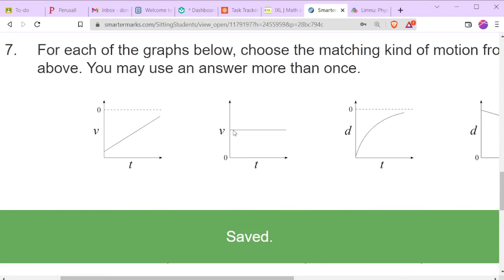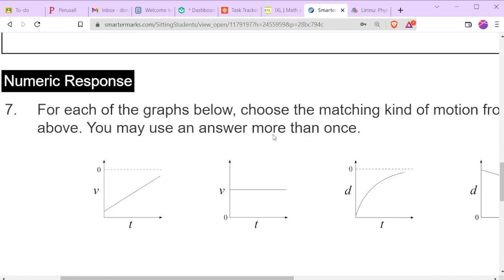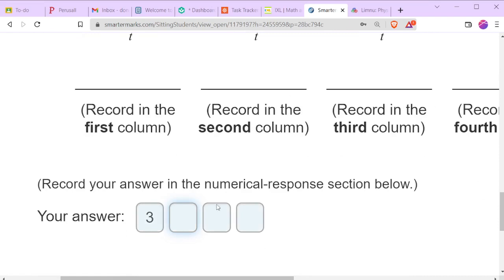Number 2, our slope is 0. So our acceleration is 0. Our velocity is positive. So we have uniform motion moving right. So this is an 8.